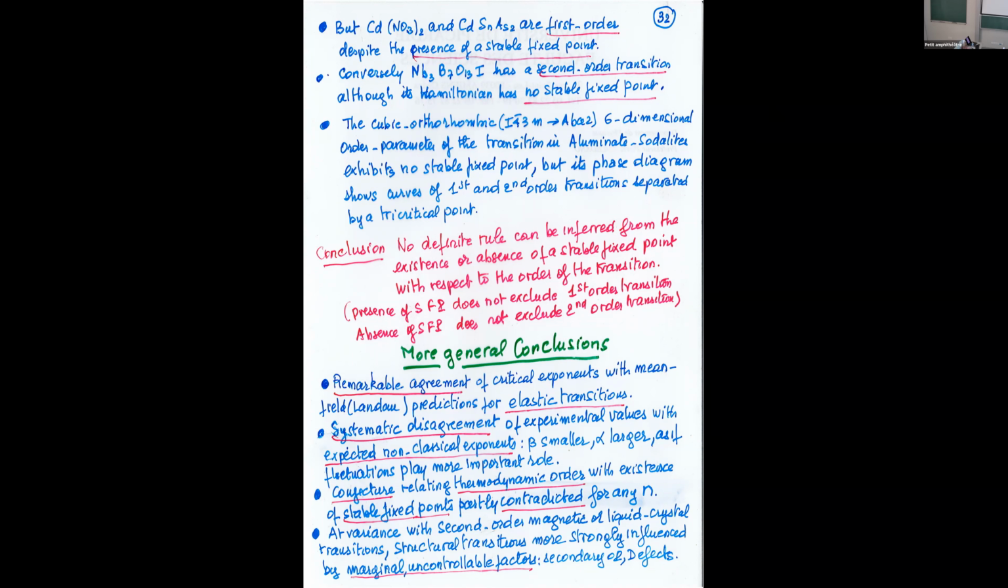Now, the conjecture relating the thermodynamic order with the existence of a stable fixed point is contradicted for all order parameters smaller than 3, because you have a stable fixed point and you cannot say more about the order. But for n larger than or equal to 4, it seems not to be so bad, but it has to be confirmed.